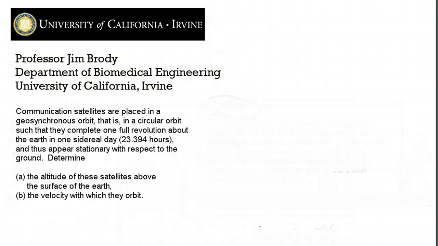These communication satellites in a geosynchronous orbit appear stationary with respect to the ground. So you can point your satellite TV antenna at a certain place in the sky, and the satellite will always be there. That's a geosynchronous orbit. So the questions are: determine first the altitude of these satellites above the surface of the Earth, and second, the velocity with which they orbit.